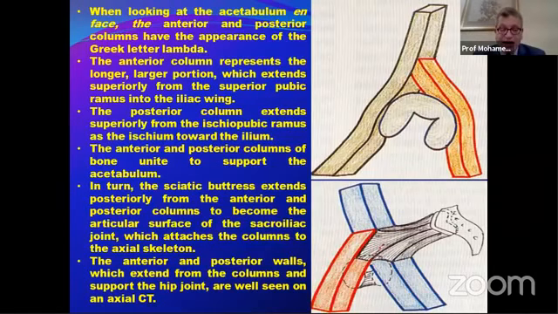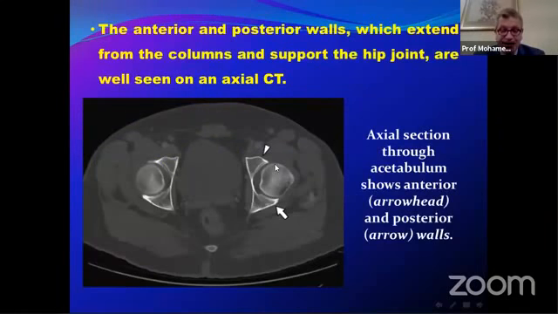In turn, the sciatic buttress extends posteriorly from the anterior and posterior columns to become the articular surface of the sacroiliac joint, which attaches the columns to the axial skeleton. The anterior and posterior walls, which extend from the columns and support the hip joint, are well seen on axial CT. This is the axial CT. This is the anterior column and this is the posterior column.